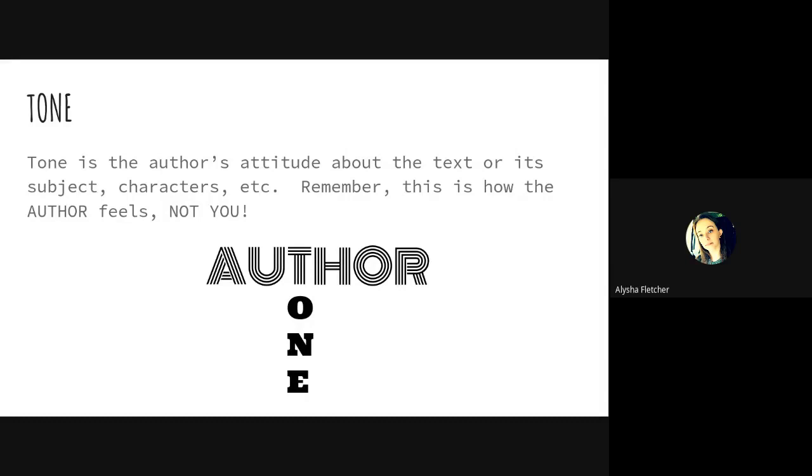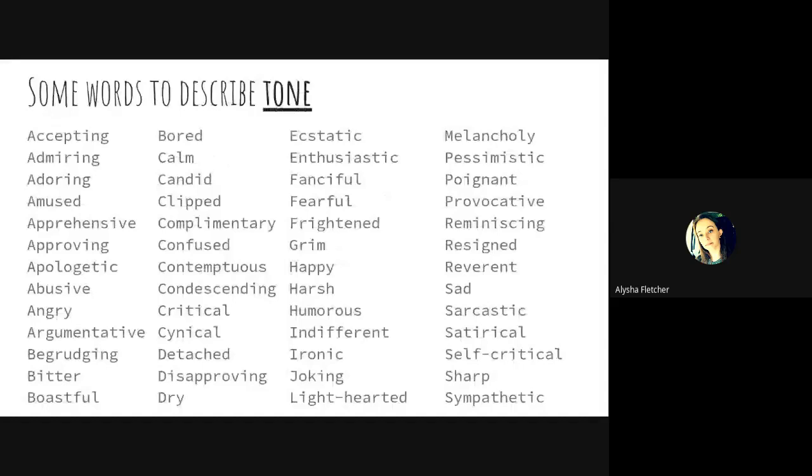Here's some words to describe tone. There's a lot here. There's a lot more out there. You might screenshot this. If there's any on here that you don't know the meaning of, it would do you good to look it up. Any of these can be used to describe tone. Some of them are negative, some of them are positive, some of them are kind of in the middle, but they're all useful.